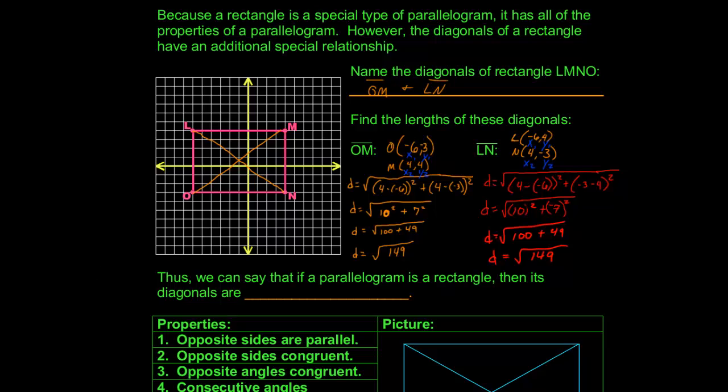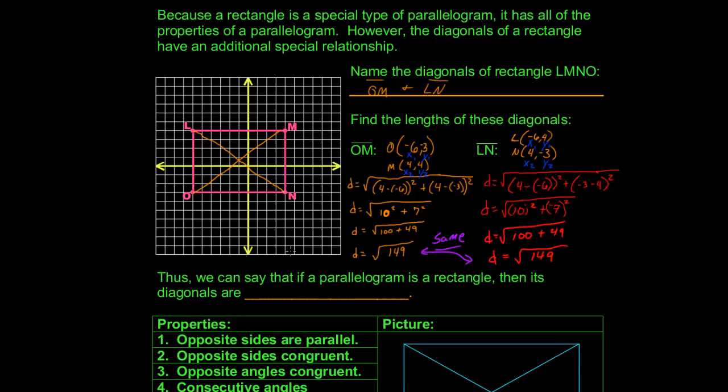So, what do we notice? If we're going to compare the two, they are the same. Make sure we write that down and we know that. The lengths of their diagonals are the same. So, here we go. Thus, we can say that if a parallelogram is a rectangle, then its diagonals are congruent.